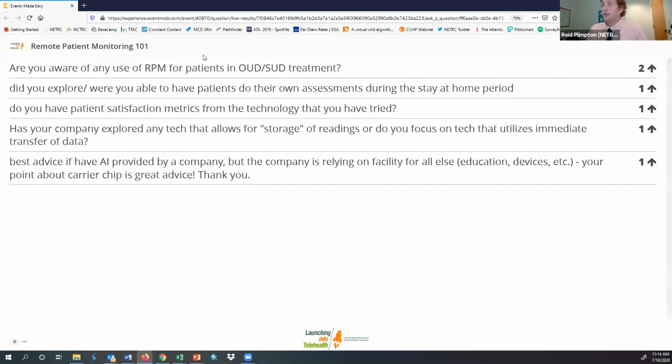So here we go. We should all be able to see this right now. We will start with the top because it's been upvoted, which means more than one person was curious. Are you aware of any use of remote patient monitoring for patients in OUD or SUD treatment? What is OUD and SUD? Substance use disorder and opiate use disorder?